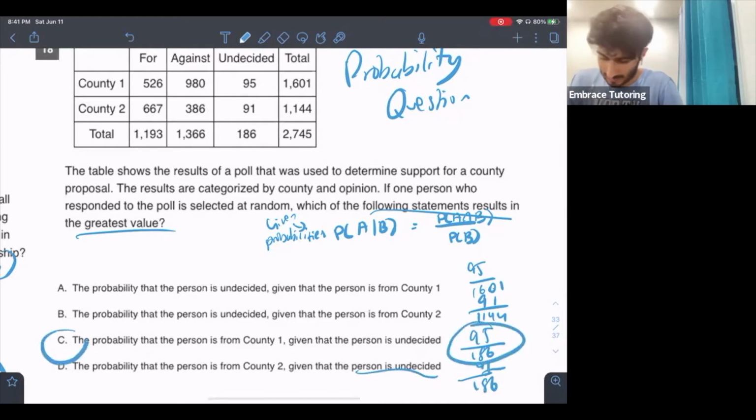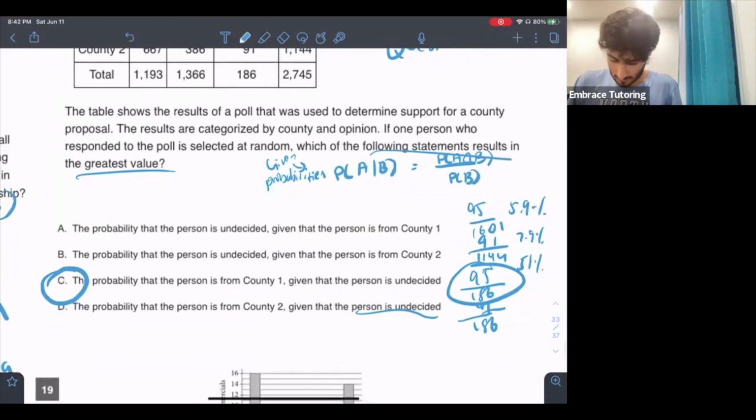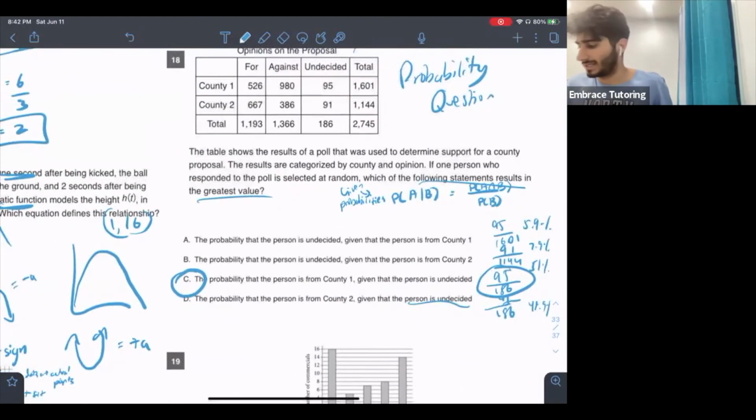So the closest one is choice C, because if you do all the fractions, you get 95 over 1601, which is around 5.9%. 91 divided by 1144 is around 7.9%. 95 divided by 186 is 51%. And then 91 divided by 186 is 48.9%, meaning that choice C is the correct answer for question 18.